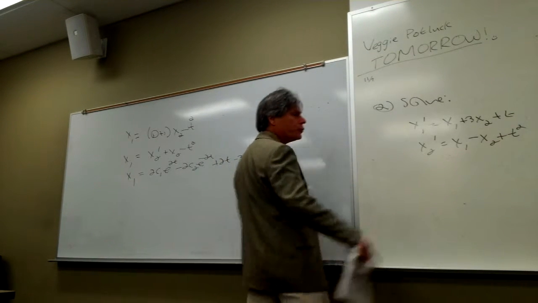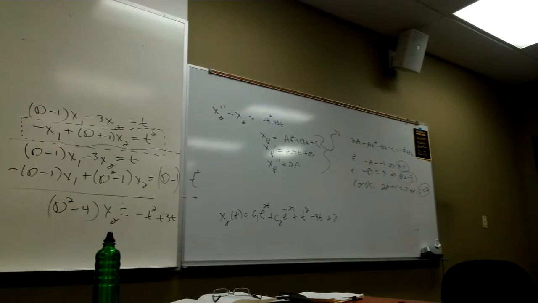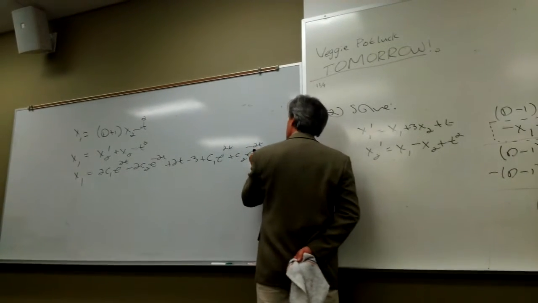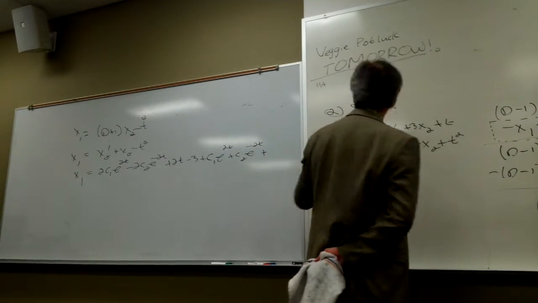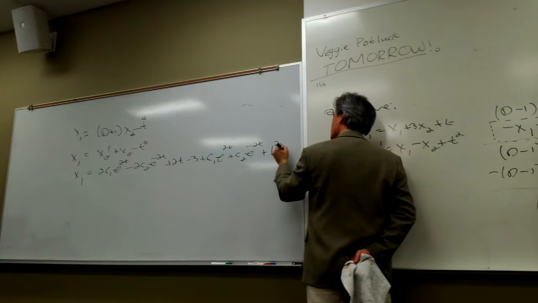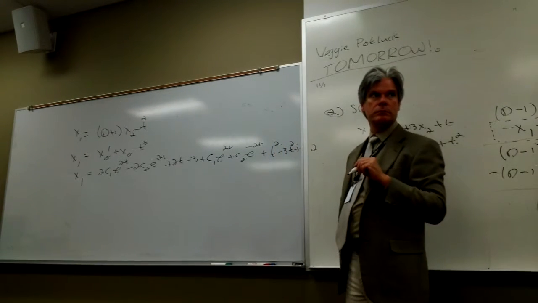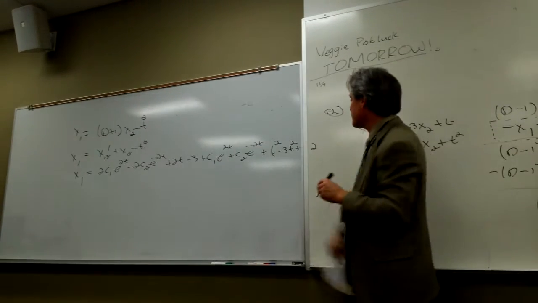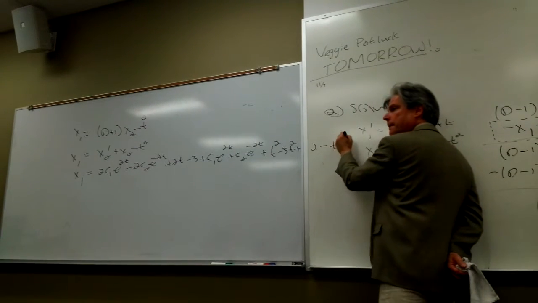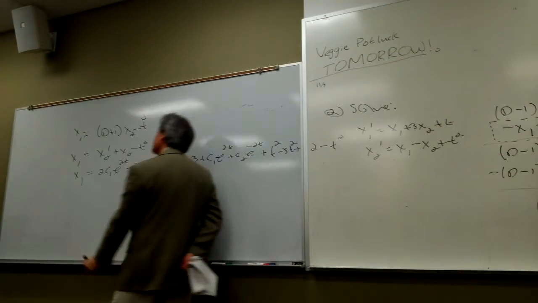Plus my x of 2, which I have to rewrite. This is going to be c1 e to the 2t plus c2 e to the negative 2t, and then plus t squared minus 3t plus 2. Oh, hold it, you guys. I got a lingering minus t squared term there. I think what that leaves me with is the following.